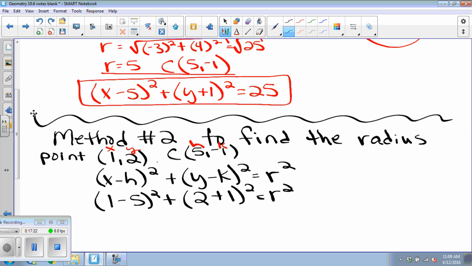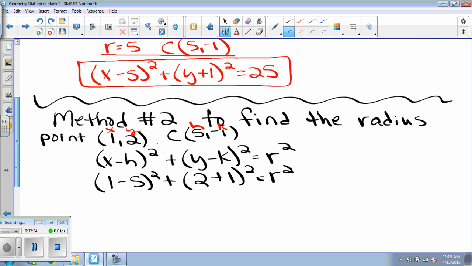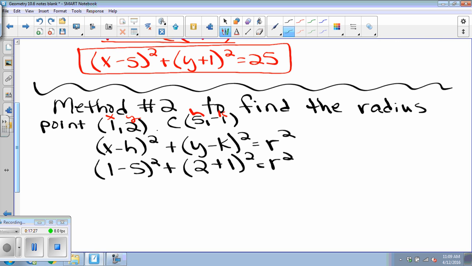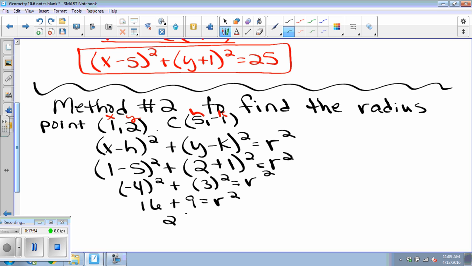Everybody see? Okay. This is our point on the circle, that's x, y, and this is our center, so that's h and k. So I'm substituting in x, y, h, and k right here. Okay? So this is -4 squared plus 3 squared equals r squared. So that's 16 plus 9 equals r squared. So 25 equals r squared, so r equals 5.